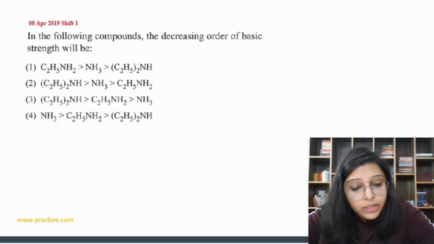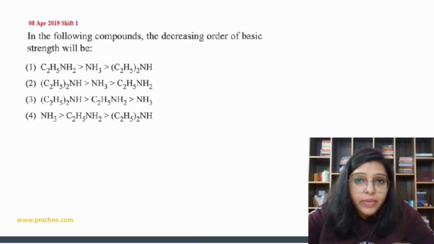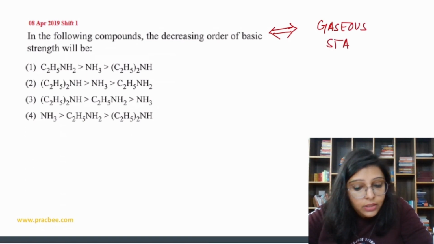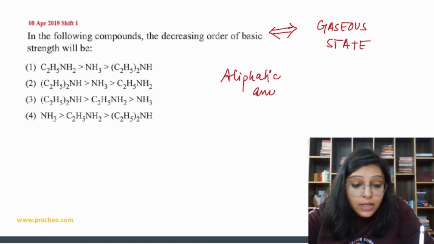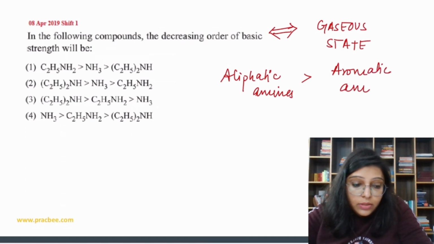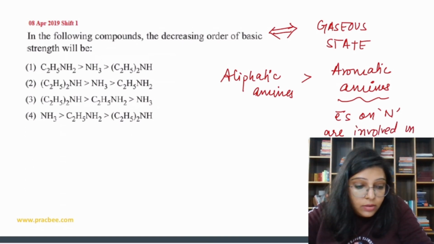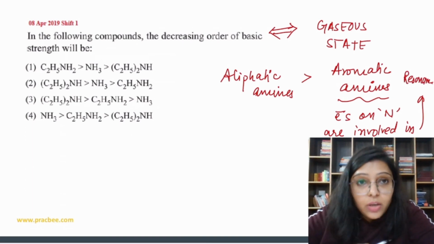In the following compounds, the decreasing order of basic strength will be. So whenever you have this kind of question, first you have to find out the basic character with respect to gaseous state. So if we see the gaseous state, all are aliphatic amines. And one more thing, aliphatic amines are more basic than aromatic amines. Because if we have aromatic amines, then electrons on nitrogen are involved in resonance. Okay, so gaseous state.